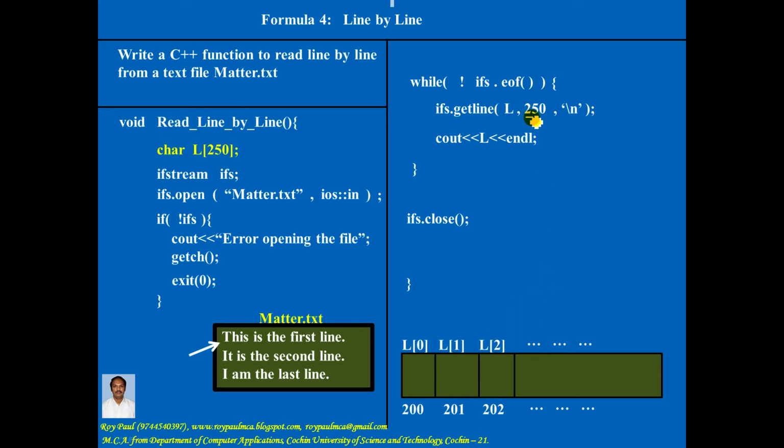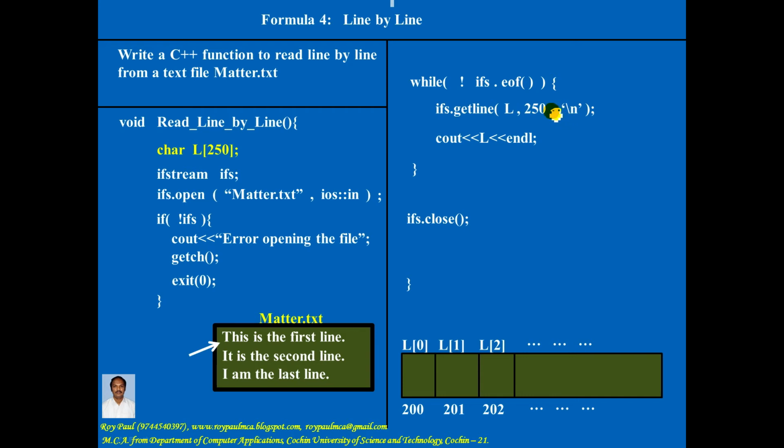Second argument, the maximum size of the line. The maximum size of a line is the same as the size of this character array, because if the size of the character array is 250, you cannot store more than 250 characters in this line. So the second argument is the maximum size of a line, or in other words, the size of this character array. And the third argument is the delimiter character.